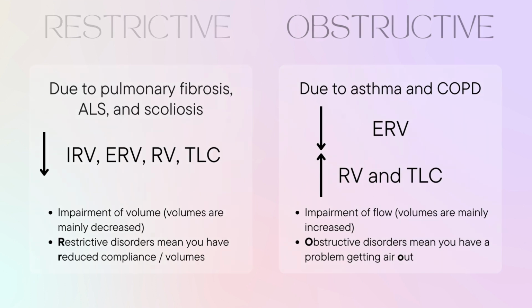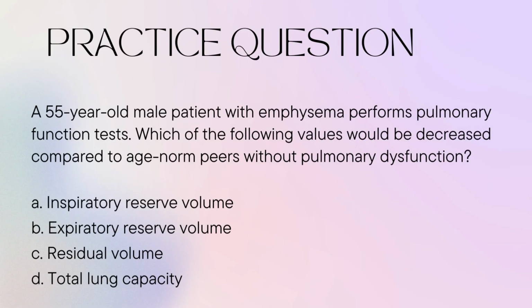Okay, short lesson. Here's a practice question. A 55-year-old male patient with emphysema performs pulmonary function tests. Which of the following values will be decreased compared to age norm peers without pulmonary dysfunction? A. Inspiratory reserve volume. B. Expiratory reserve volume. C. Residual volume. D. Total lung capacity. I'll give you a minute to answer this question.